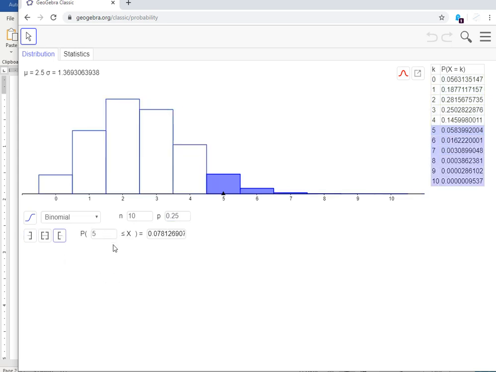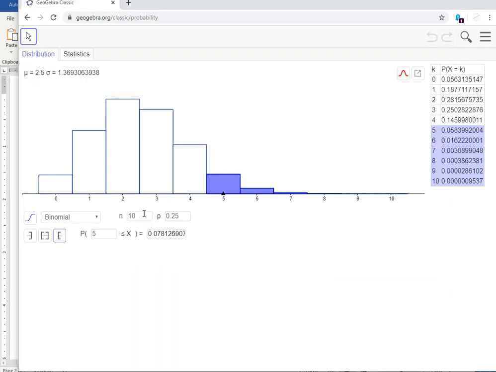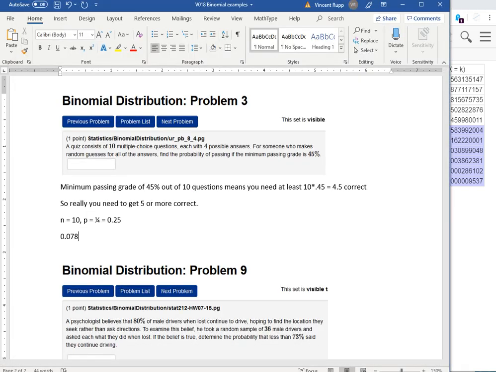So you need to get more than 5 correct. No, 5 or more, because 5 would be passing. So for 5 or more correct, you go in here, upper tail starting at 5, and 0.0781 is probably your answer. That's the number you'd enter in this box.